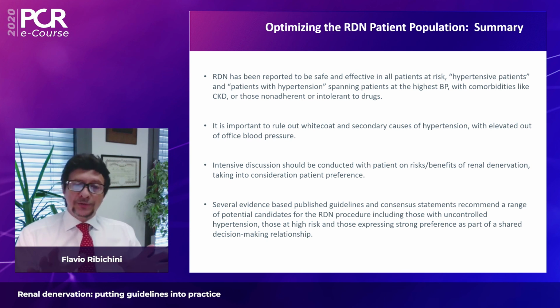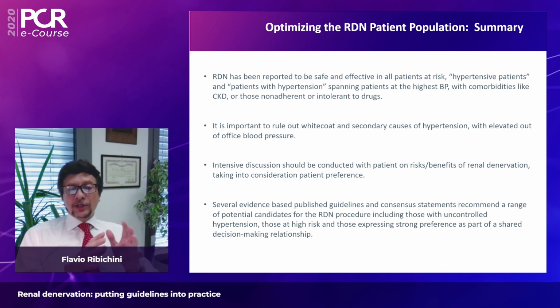It's important always to rule out secondary causes of hypertension. Intensive discussion should be conducted in terms of risks and benefits of the therapy, and several evidence-based published guidelines and consensus documents have recommended a range of potential candidates for the renal denervation procedure, including those with uncontrolled hypertension, those at risk, and those expressing a strong preference as a part of a shared decision-making relationship. I hope this has been useful, and I thank you for your attention.